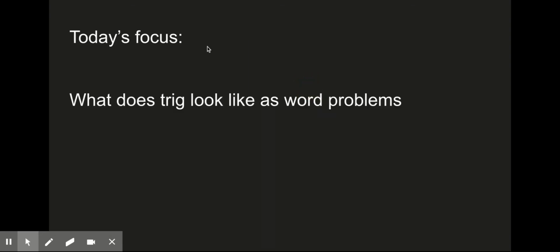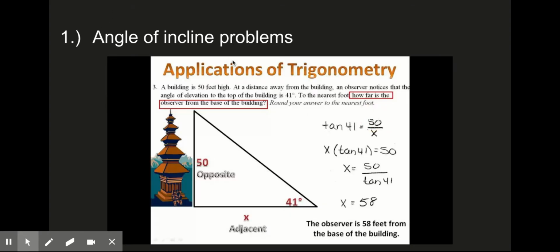All right, we'll skip the entrance card for now. What I want to get right into, and keep this video short, is what these trigonometry word problems look like. Well, something like this. Either you're worried about an angle of incline. So here we have a building that is 50 feet high. At a distance away from the building, an observer notices the angle of elevation to the top of the building is 41 degrees. To the nearest foot, how far is the observer from the base of the building?